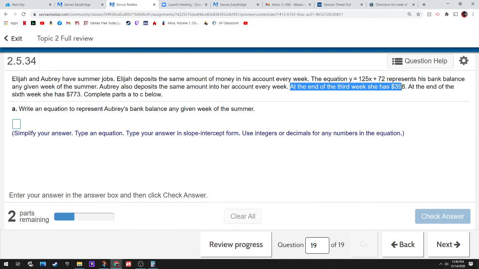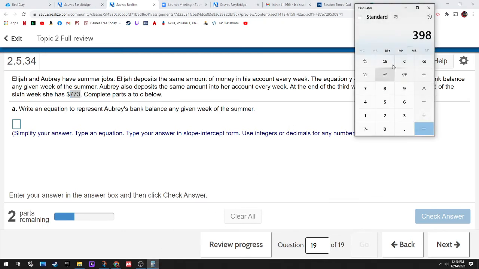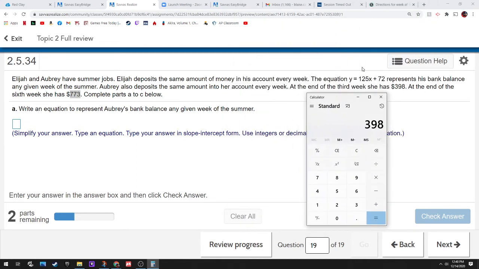At the end of the third week, she has 398. At the end of the sixth week, she has 773. Let's see if that makes sense. So she's got 398 at the end of the third week. At the end of the fourth week, oh, you know what? I think I read this question wrong. Oh, no, I didn't. Okay.